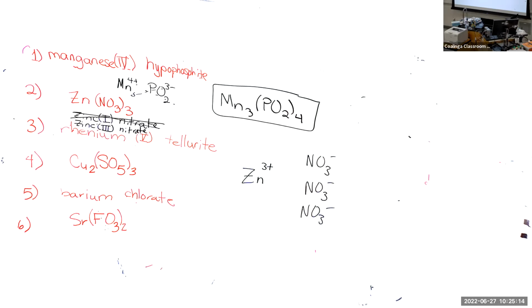Zinc 3. And it's nitrate, not nitrite. If you look on your polyatomic ion table, remember, nitrate is a little bit funny. Okay, so is it only the nitrogen that does that?